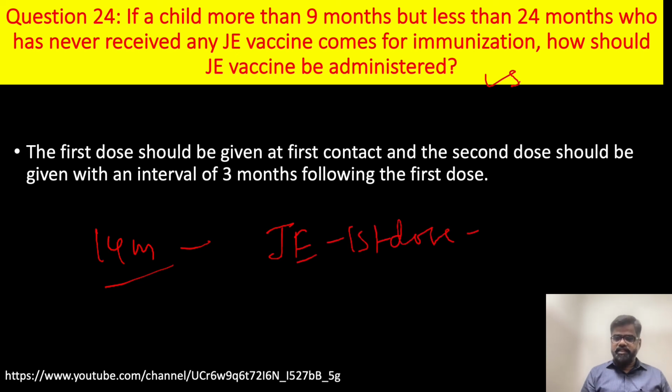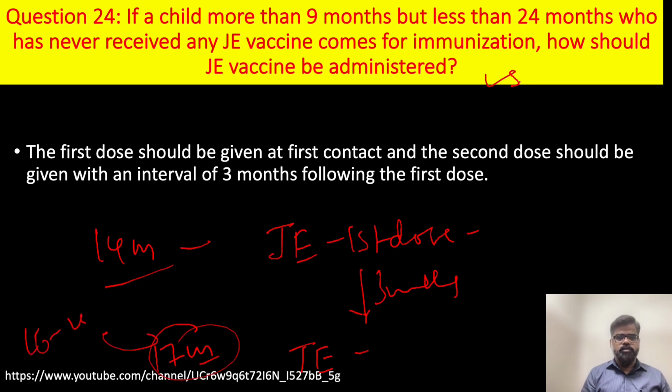Why? Because JE is given at 9 to 12 months. The upper limit is 15 years. So you can give JE first dose, and then maintain a gap of 3 months, and then you can give JE second dose at 17 months. We have the scheduled second dose of JE at 16 to 24 months, so you can give the JE second dose at 17 months.